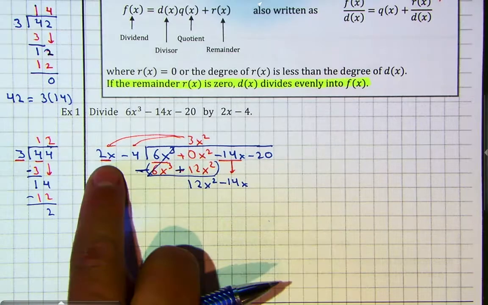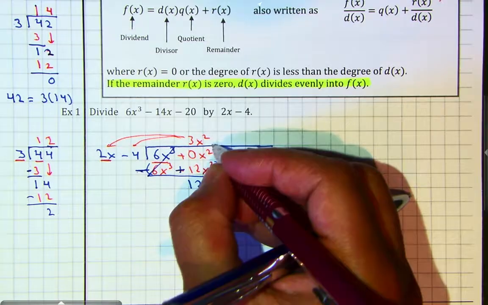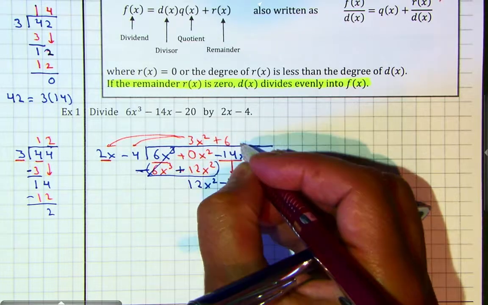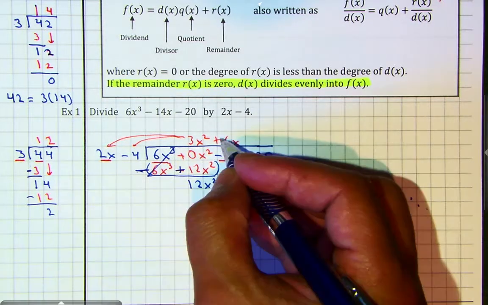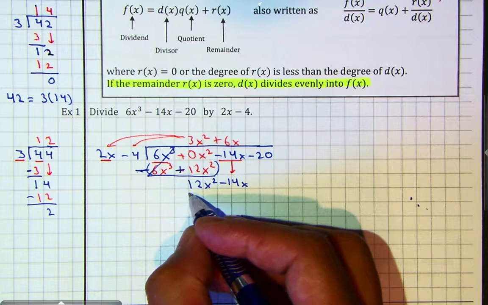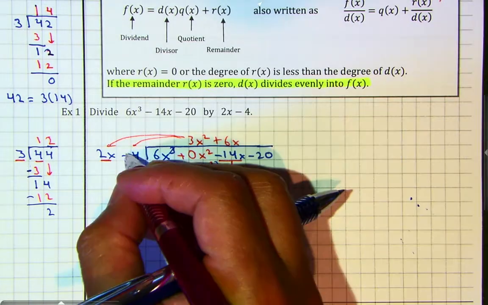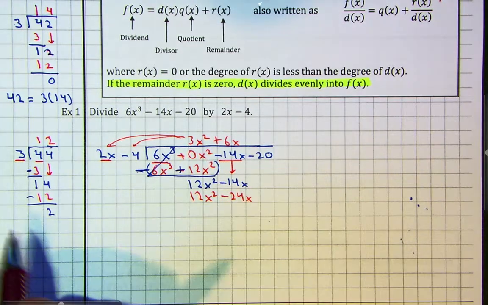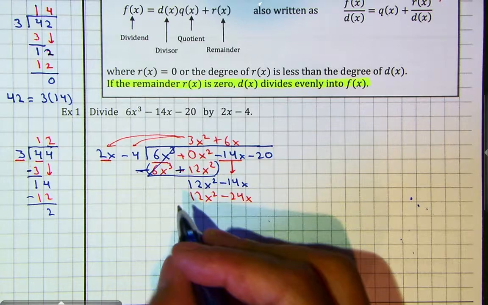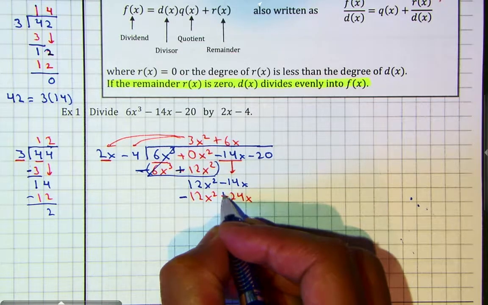So 2x goes into 12x squared. How many times? Positive 6, and I need one more x. Do you agree? And now I multiply it out just like I did here. 6x times 2x will be 12x squared. 6x times negative 4 will be negative 24x. The same way that I change it to a negative, we want to change them both to the opposite. That becomes a negative, and the negative becomes a positive.